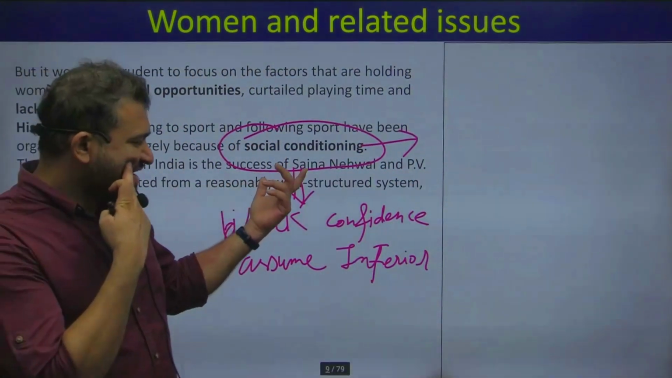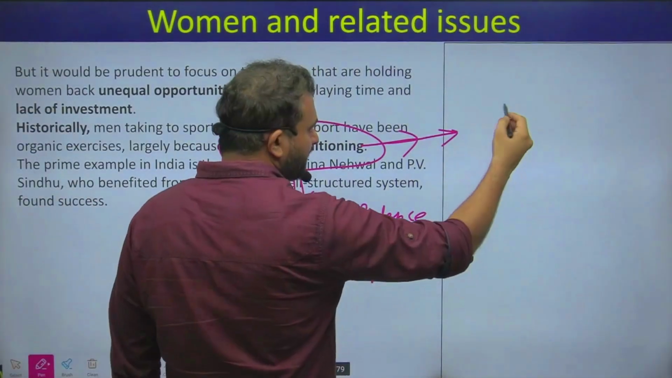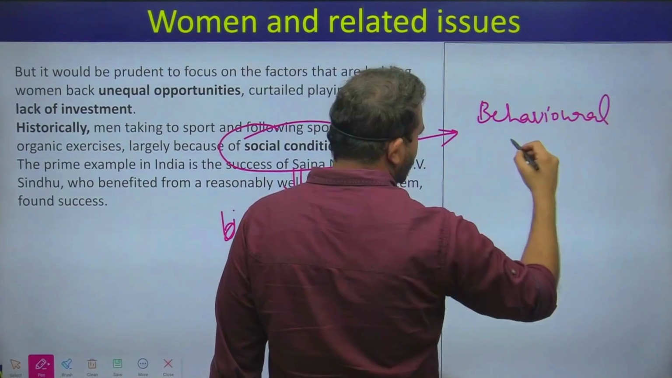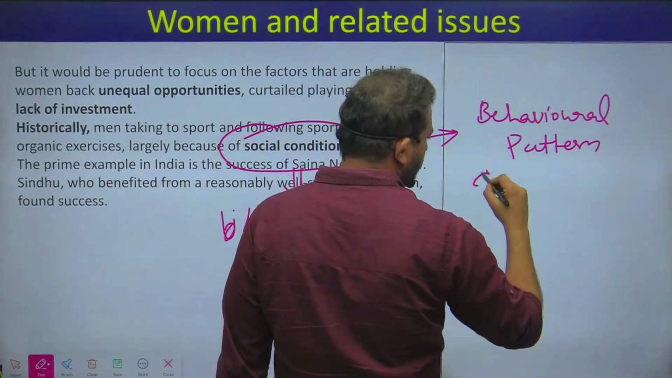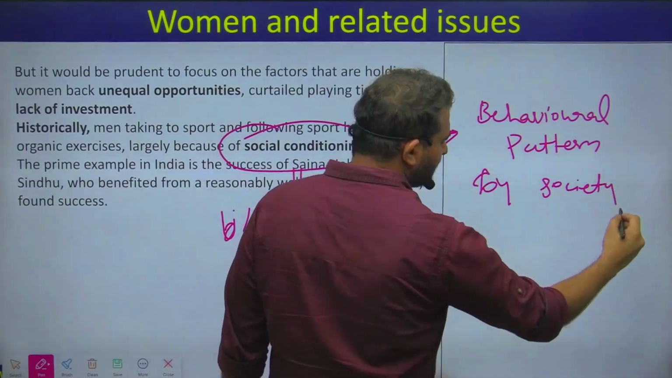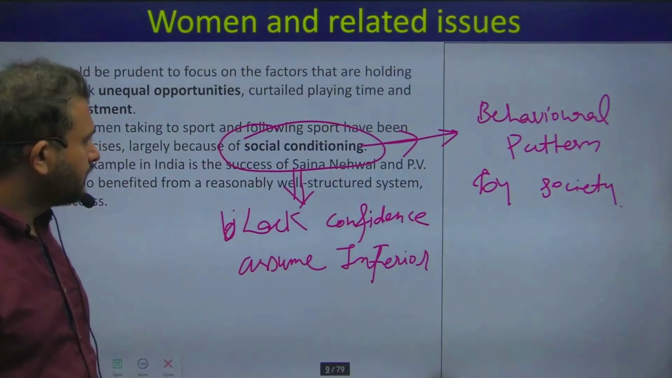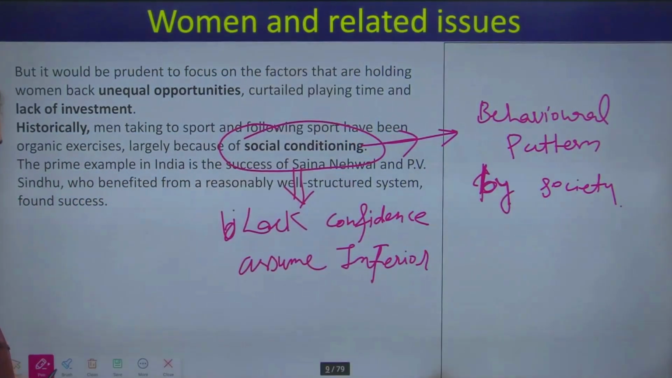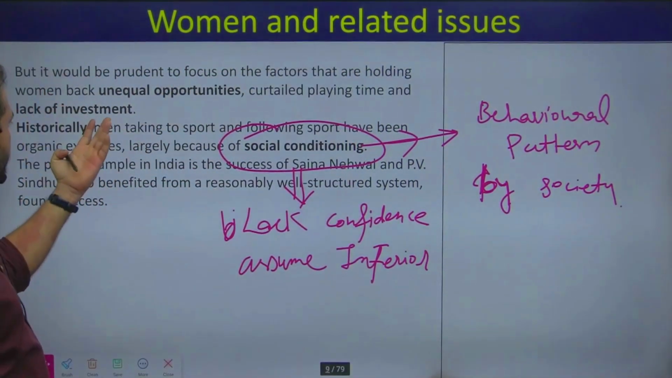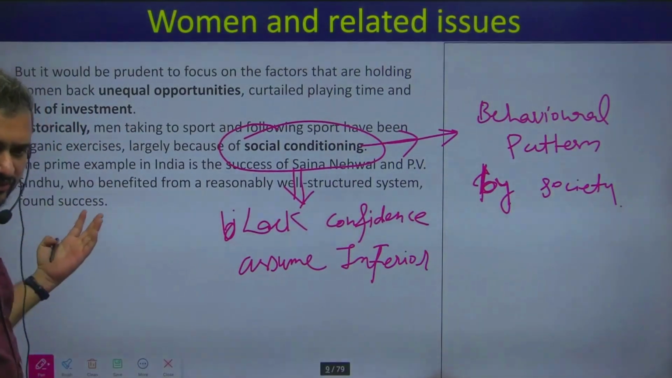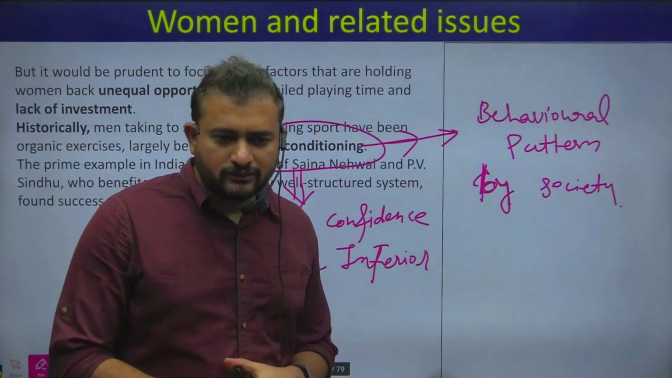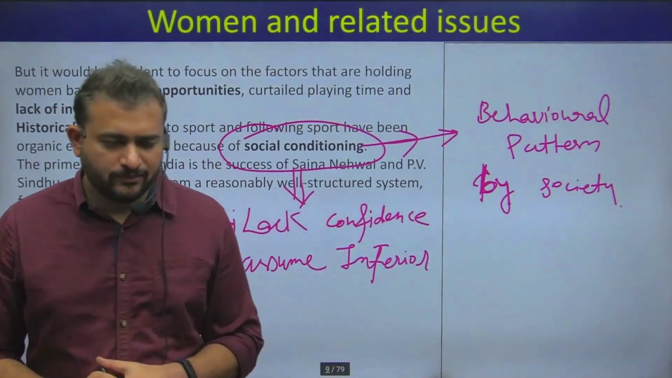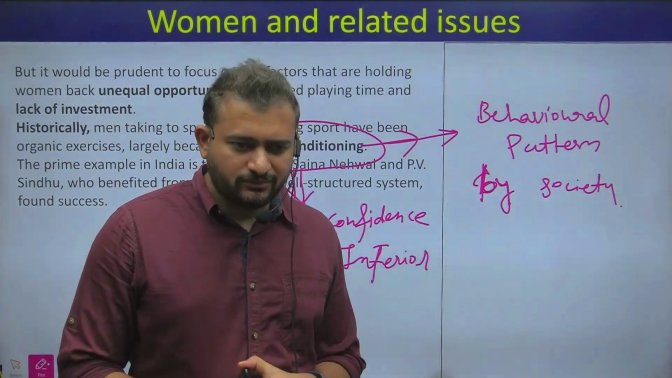Can you understand social conditioning, na? That conditioning, or the behavior pattern made by society, that is social conditioning. It means your brain has been conditioned, your thinking itself has been conditioned. So women are not provided equal opportunity, there is lack of investment, and even the historically patriarchal setup of society plays an important role in women being devoid of particular opportunities and efficient performance.